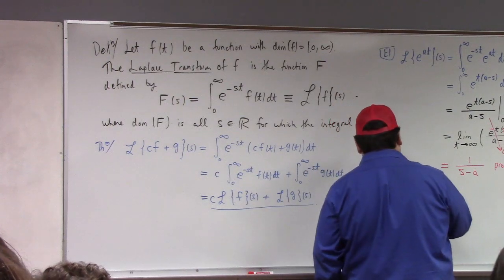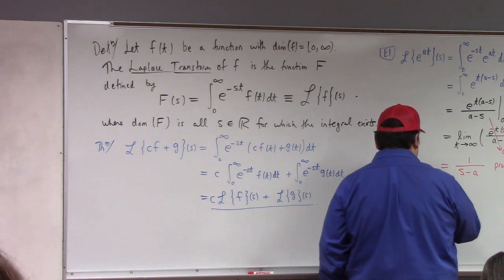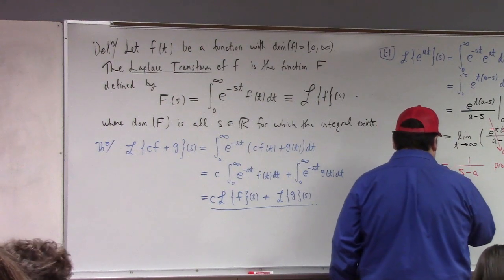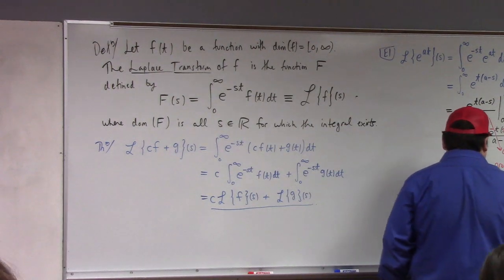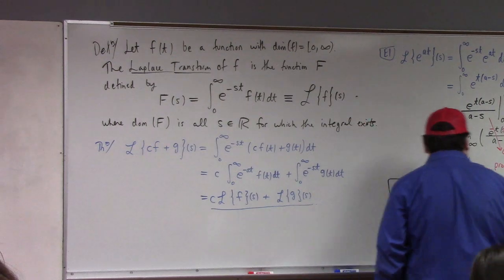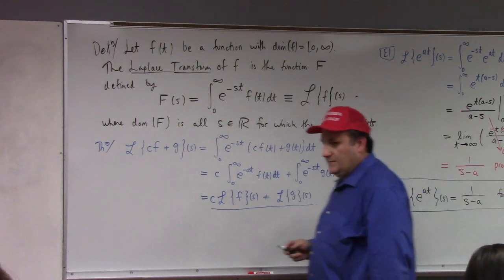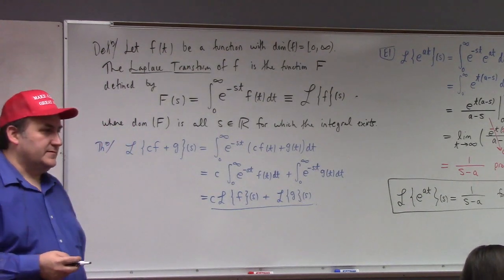So there's our first Laplace transform. Woohoo! The Laplace transform of e to the at, at s, is equal to 1 over s minus a, and that's for s greater than a. So the Laplace transform of the exponential is simply this shifted reciprocal function, right?